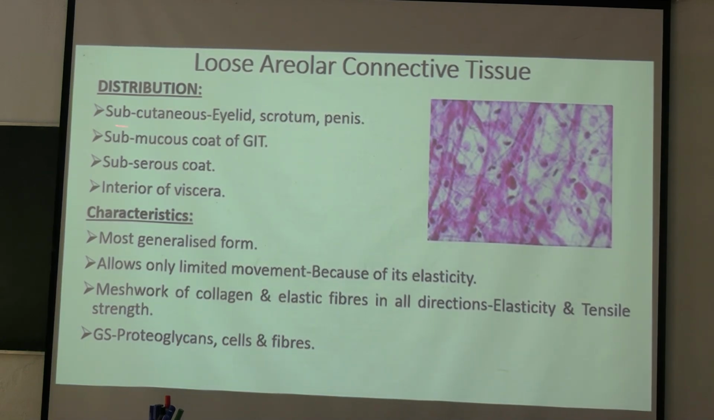Loose connective tissue is distributed subcutaneously, in the eyelid, scrotum, penis, the submucous coat of the GIT, the subserous coat, and the interior of the viscera. This is the location of loose areolar connective tissue. As for characteristics, it is the most generalized form and allows only limited movement because of its elasticity, with a meshwork of collagen and elastic fibers in all directions. That's why elasticity and tensile strength are present. The ground substance is formed by proteoglycans, cells, and fibers.